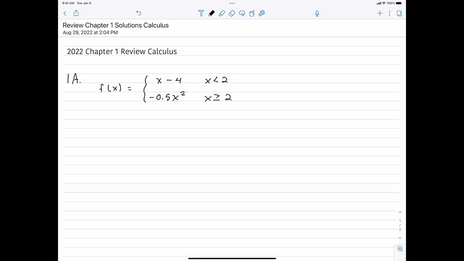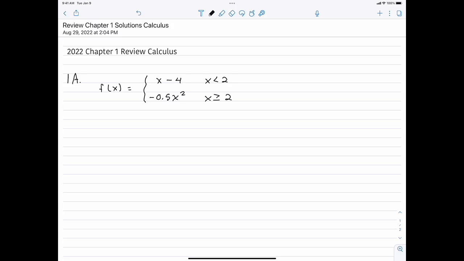Okay, so let's see what we got here. I want to figure out, is there an issue at 2? Is the function continuous at 2? This is a line and this is a quadratic. Both of these functions are continuous on their domain. So really the question becomes, do these functions touch at x equals 2?